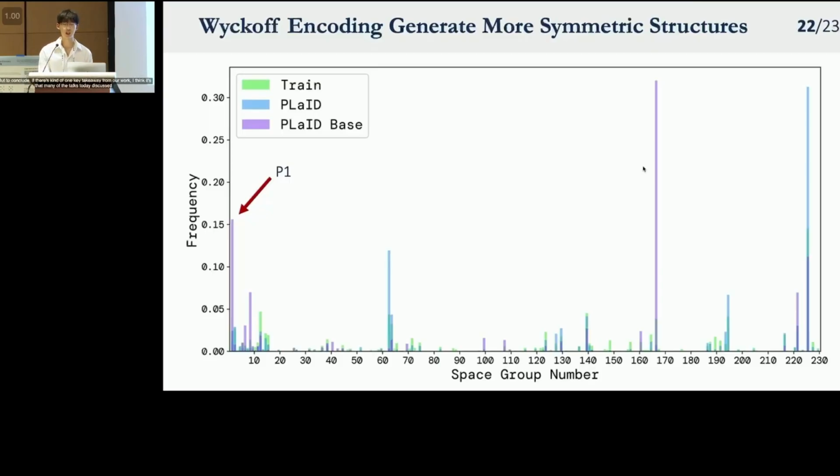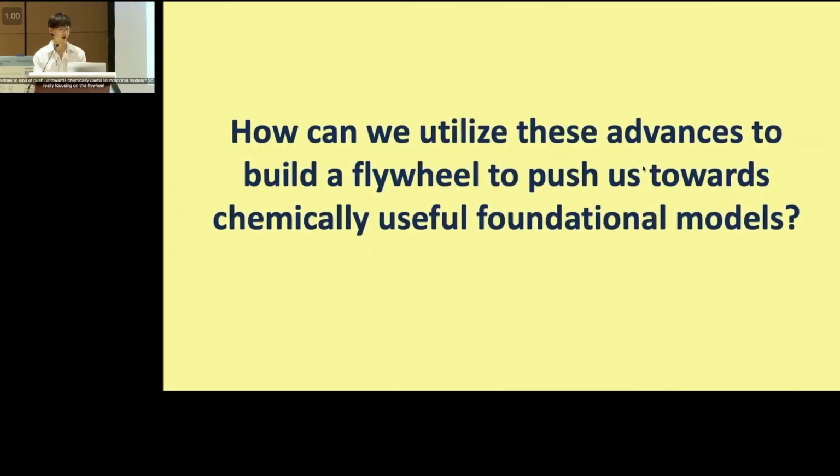But to conclude, if there's one key takeaway from our work, I think it's that many of the talks today discussed how we can build better datasets and build towards the ImageNet moment of material science. And while I personally totally agree that these things are super important, I think the other key question that we should be asking is, in a domain where we do have generators and verifiers that are both getting better, how can we better utilize these advances to build a data and RL flywheel to push us towards chemically useful foundational models? So really focusing on this flywheel aspect here. And yeah, that's about it.